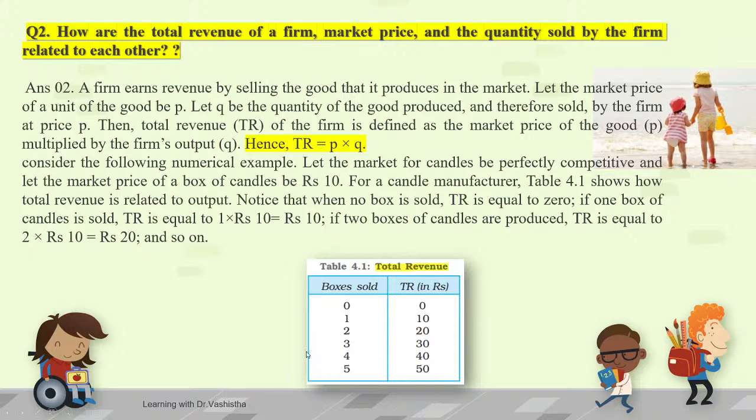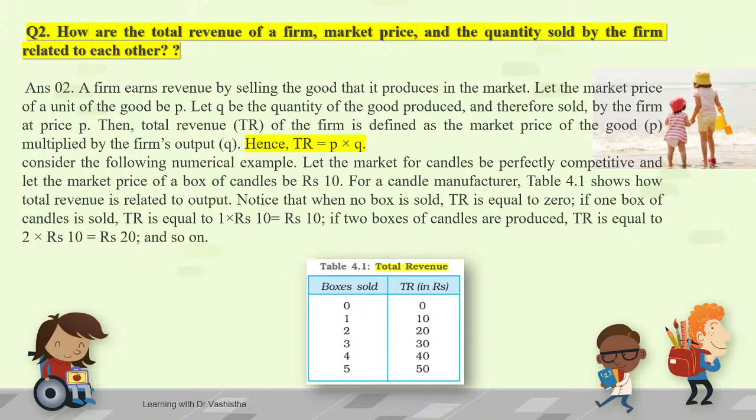Here you can see Table 4.1, which shows the calculation of total revenue. Let us assume there is a market for candles which is perfectly competitive by nature. We have just read what perfect competition is and what its characteristics are. Now let us assume that the market price of a box of candles is rupees 10.